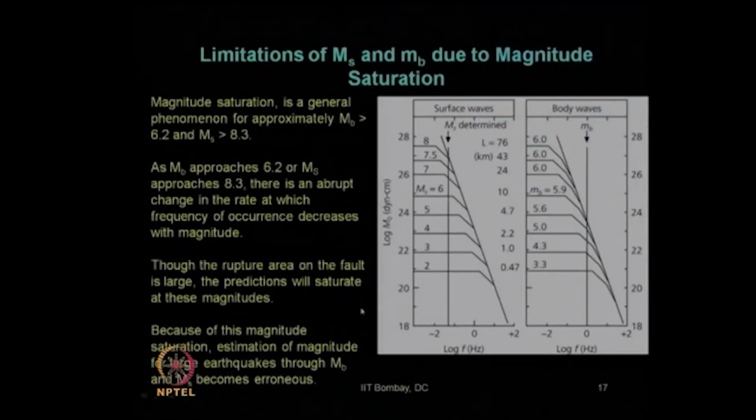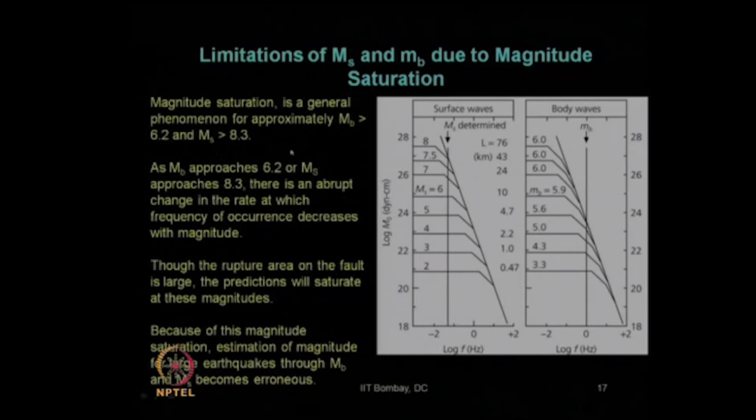Now, there are few limitations of these two scales, that is surface wave as well as body wave, which is called magnitude saturation. So, what is magnitude saturation? Let us see. Magnitude saturation is a general phenomenon for approximately body wave magnitude MB greater than 6.2 and surface wave magnitude greater than 8.3. Above these values, the value of the earthquake magnitudes tend to saturate. What does it mean? We will see very soon through this picture.